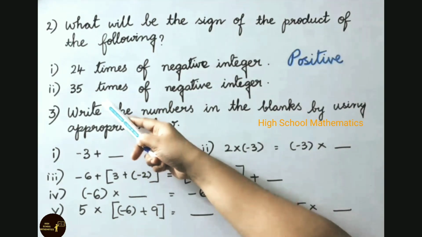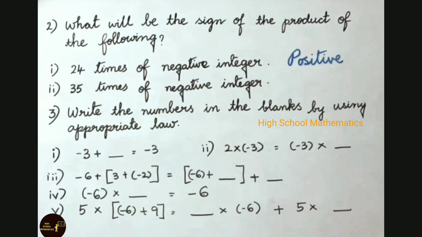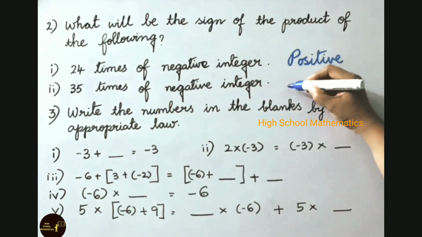See now the second one, 35 times a negative integer. Here 35 is an odd number. When a negative integer is multiplied an odd number of times, the answer will be a negative integer.